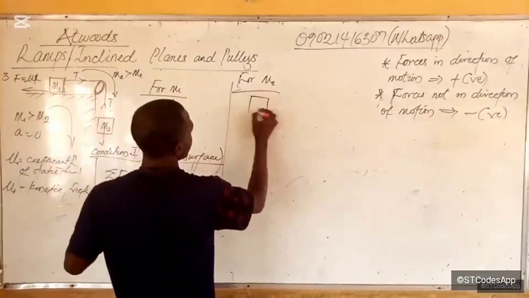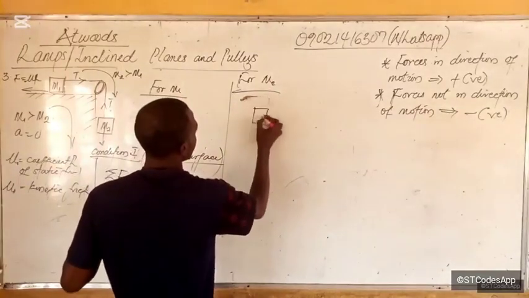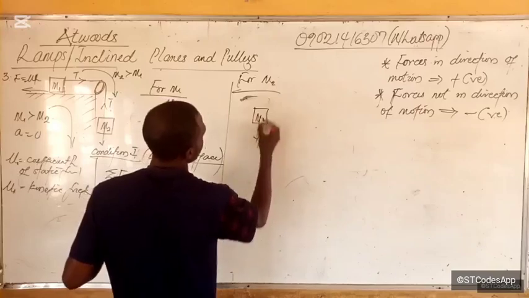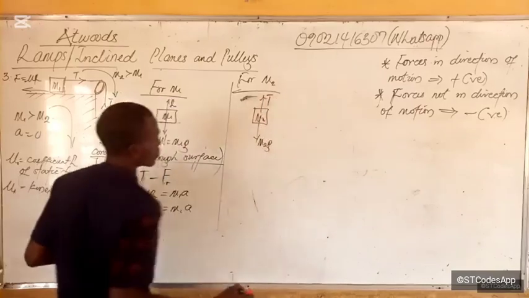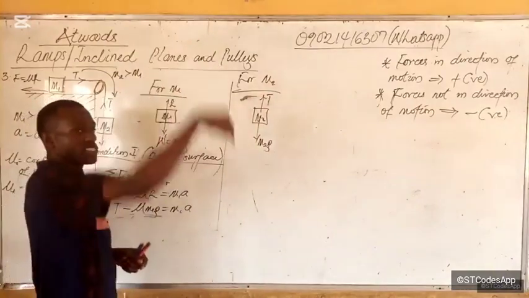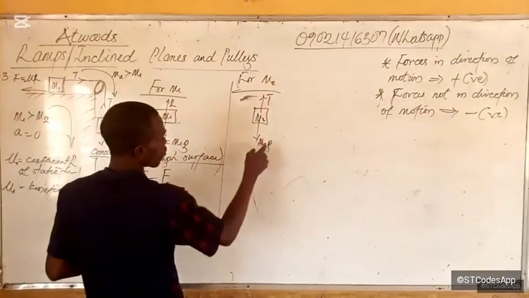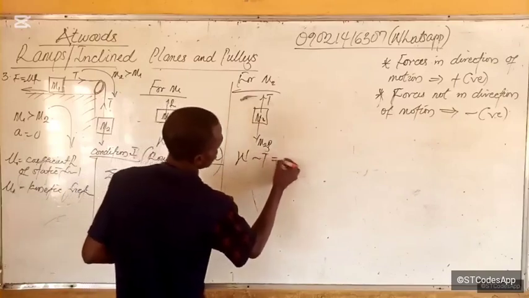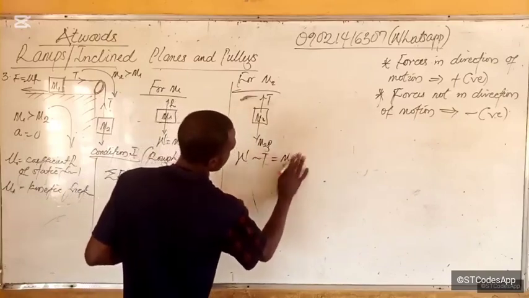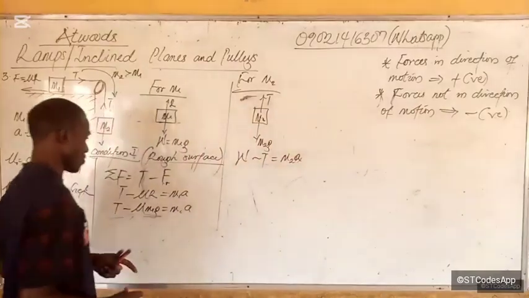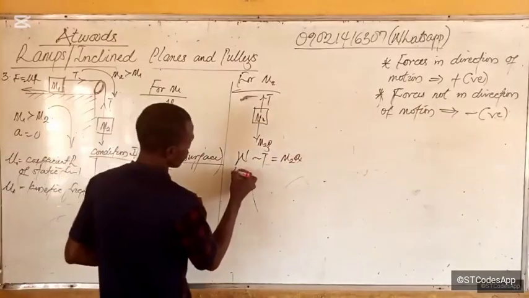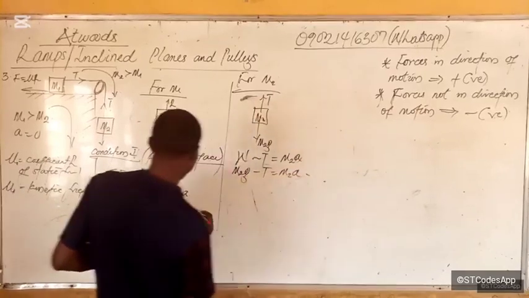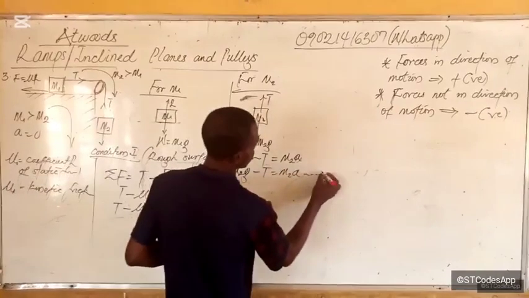So for body 2, mass 2, from the center of gravity we have M2G, and upward we have tension in the string. So the direction of movement of the system is downward. So weight is positive, but tension is negative, is equal to M2A, the acceleration of the system. So we now have W, which is M2G in this case, minus T equal to M2A. So if this is equation 1, this will be equation 2.